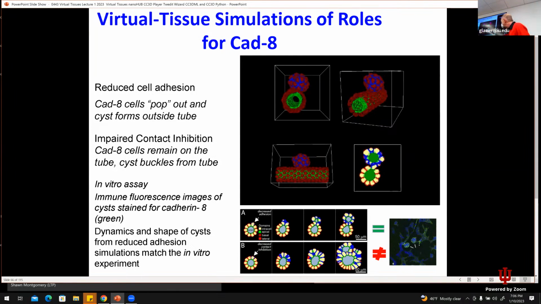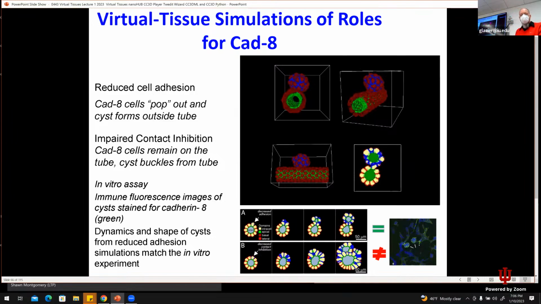And what he found was you got cysts, and all the cells in the cysts were green, and none of the cells in the tubes were green. So the presence of this ectopic cadherin, this incorrect cadherin, was necessary and sufficient to get cysts. The thing is, the cadherins do two things. They change how much cells stick to each other, and for a given amount of contact, they send different signals to the cell.